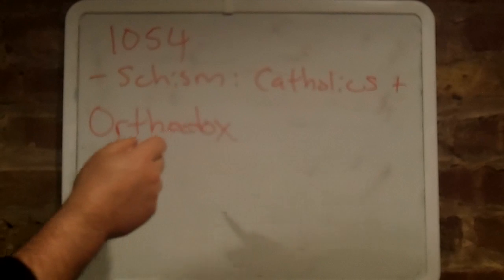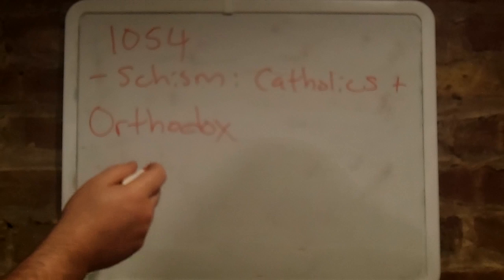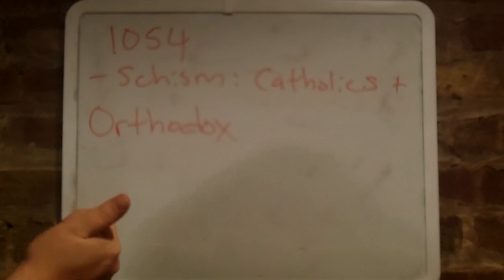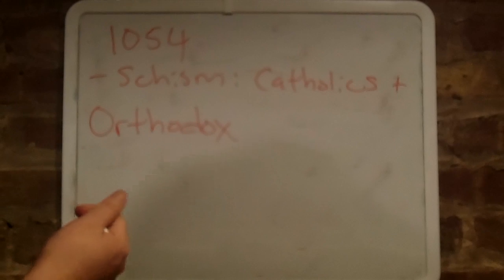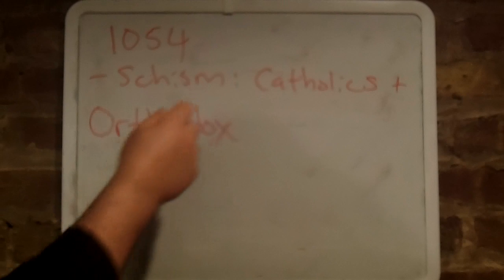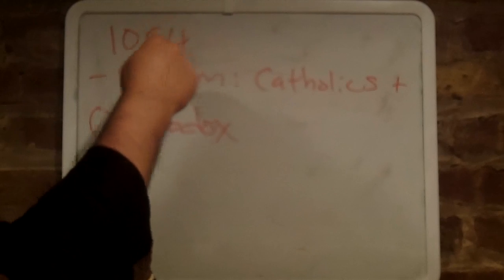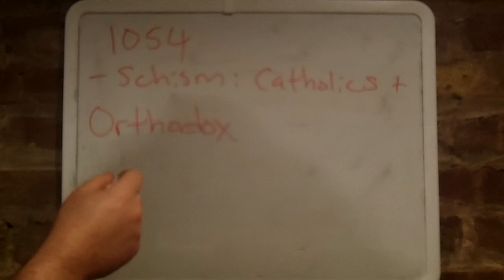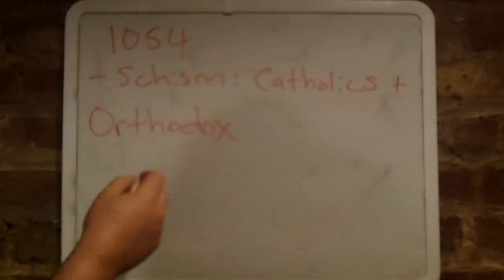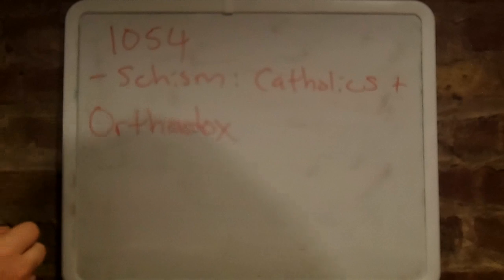And the Orthodox Church later broke down into a bunch of sub-branches. There was the Greek Orthodox, the Ethiopian Orthodox, the Russian Orthodox. So these splits occurred mostly in the years 1000 to 1100 AD.